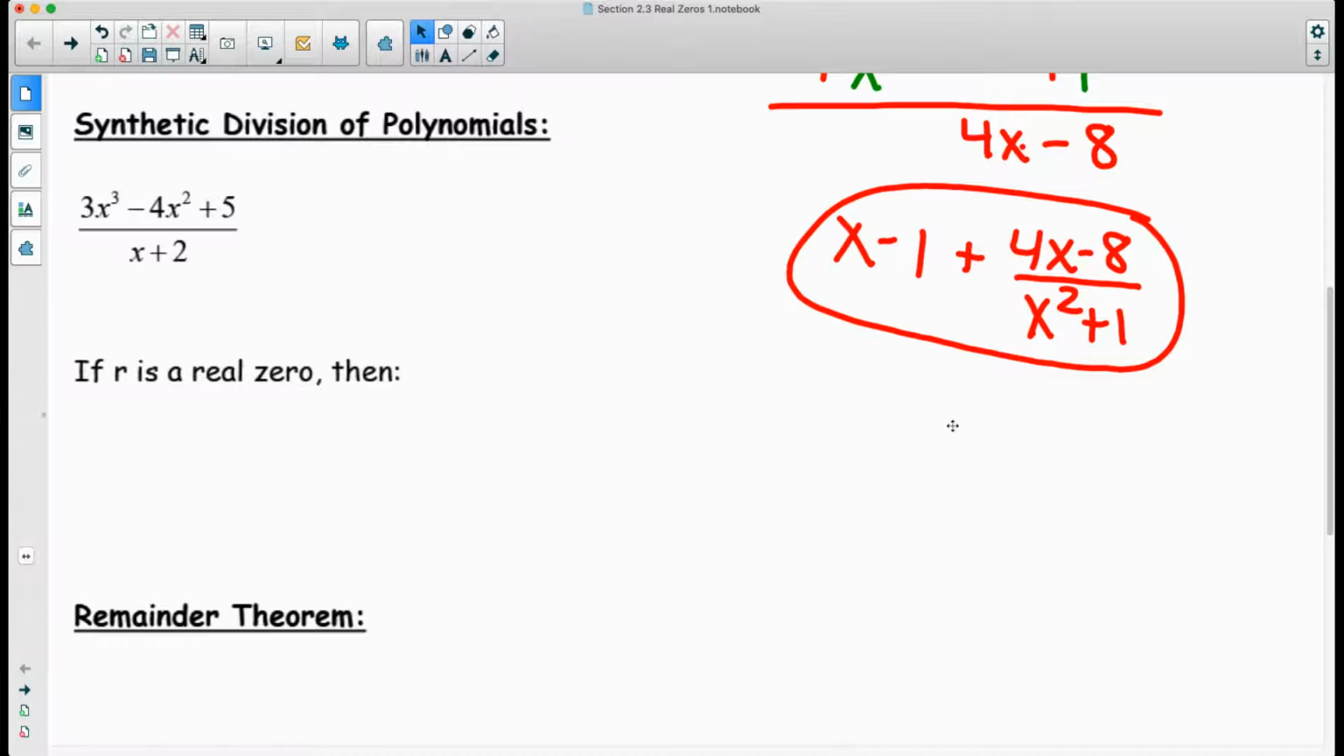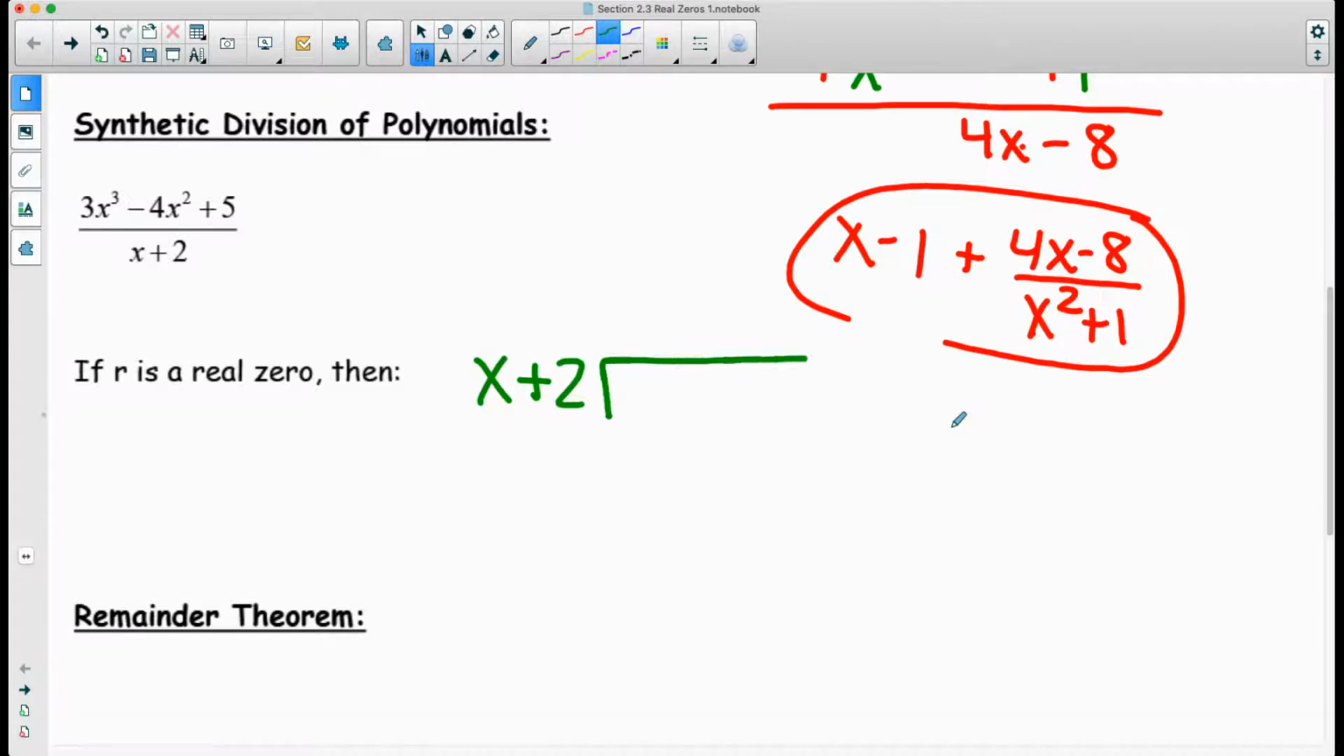All right, so like I said, you're gonna have to add in a 0x. So if we have x plus 2, and we're going into work. You just erase the one, in case someone else is still looking at it or writing stuff down.